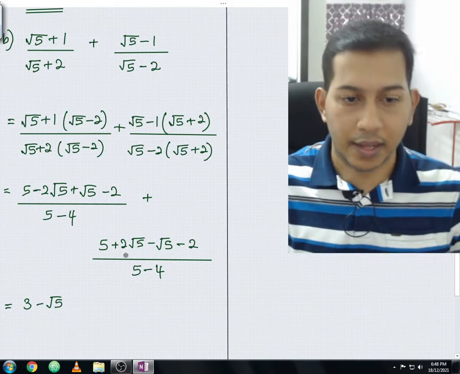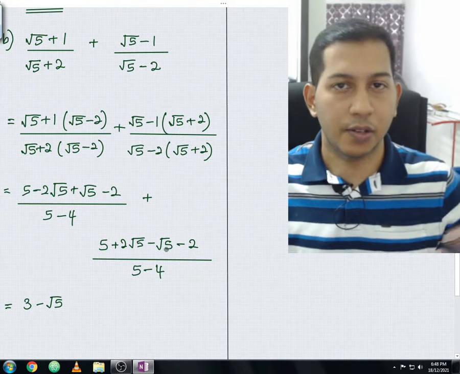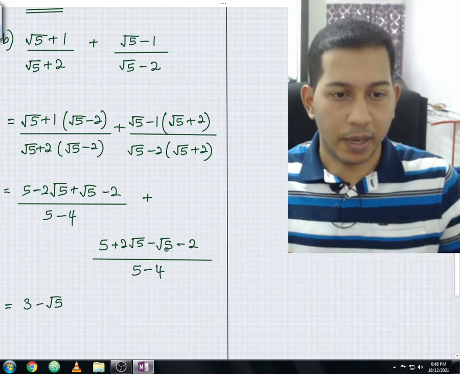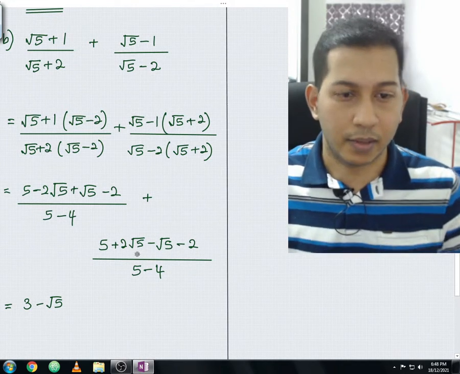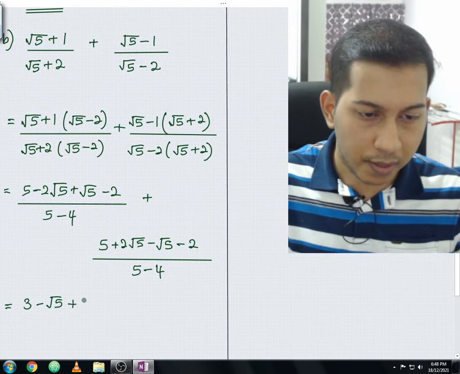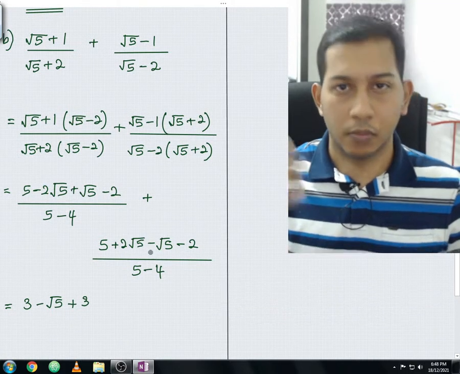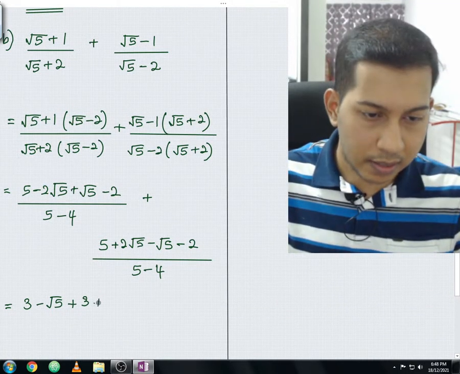Let us take a look at the second fraction. 5 minus 4 is 1. Since your denominator is 1, you can omit it. So you just need to focus on the numerator. So 5 minus 2 you get is 3. So from here plus 3. 2 surd 5 minus surd 5 you get is surd 5, which in this case is plus surd 5.